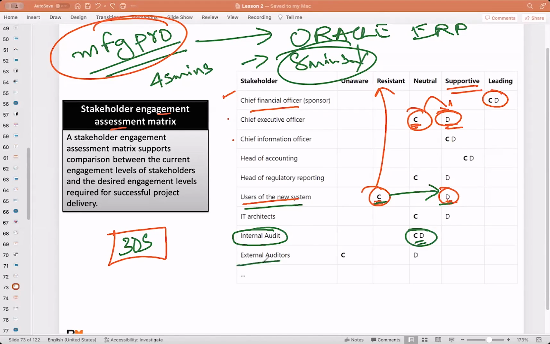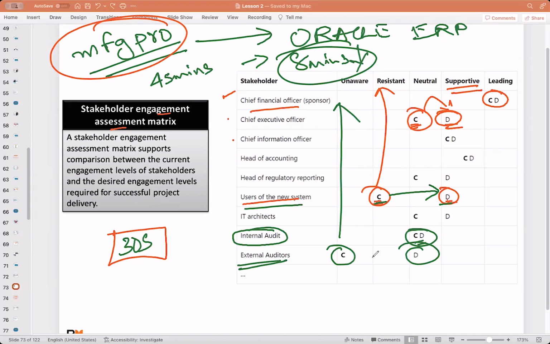Lastly, the external auditor. Did you see this external auditor? They are currently unaware and my desire is neutral. So what I did in my project, I realized that the external auditor is not aware of what is happening in my project. I know he's going to take part in my project from October 2024, we are in March, no? But right now he is unaware of what is happening in my project. So what I used to do, I have a once-a-month email newsletter.